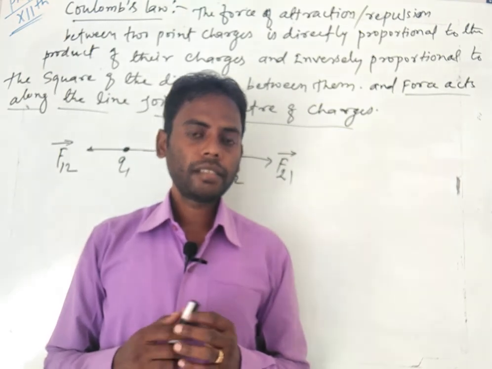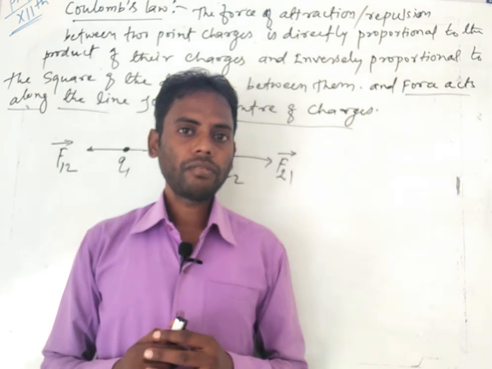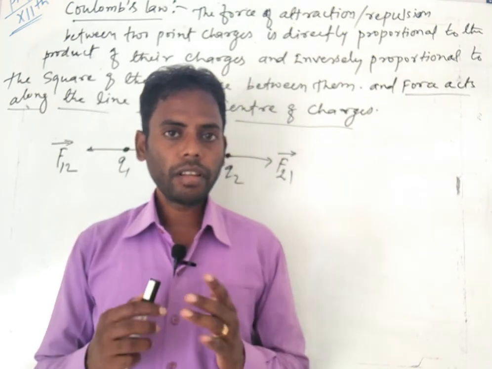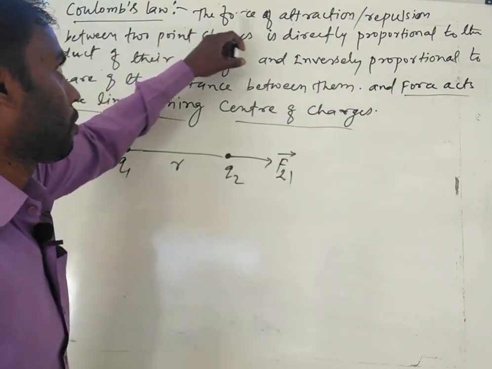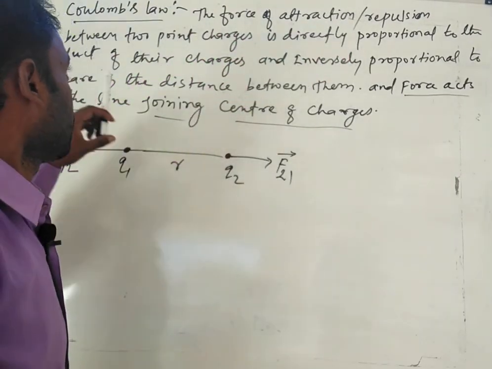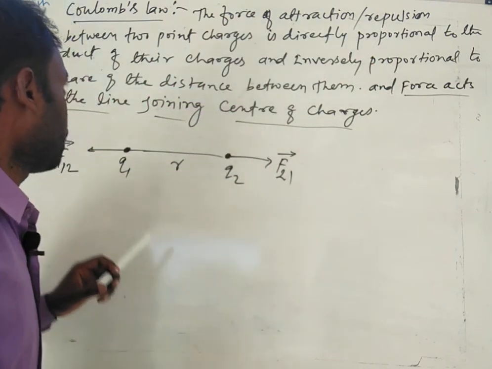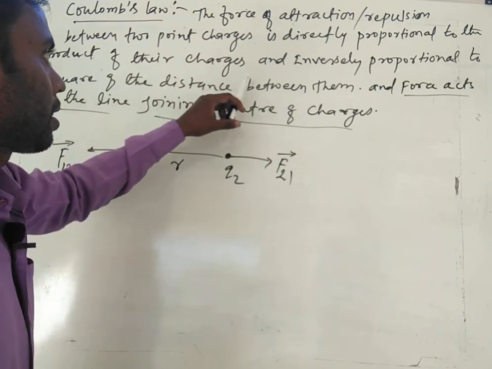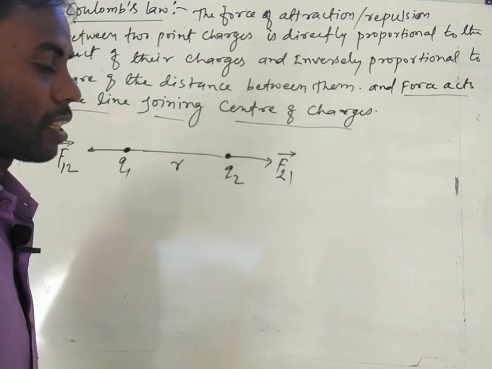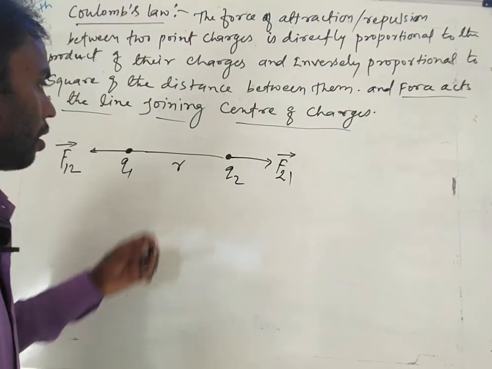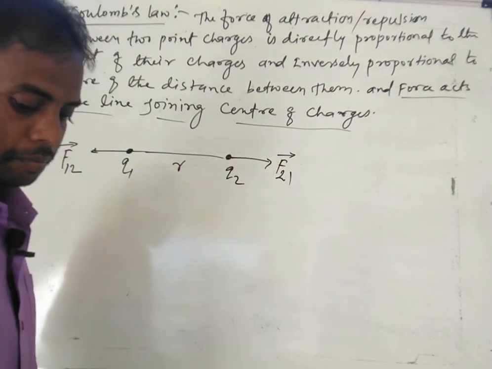Today I am going to tell you about the statement of Coulomb's law. Coulomb's law states that the force of attraction or repulsion between two point charges is directly proportional to the product of their charges and inversely proportional to the square of the distance between them. The force acts along the line joining the centers of the charges.